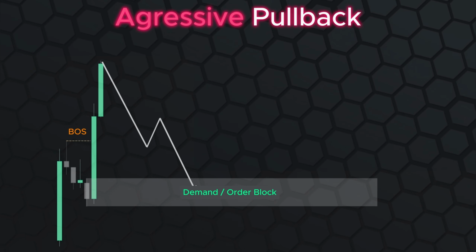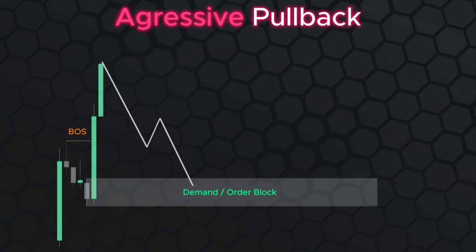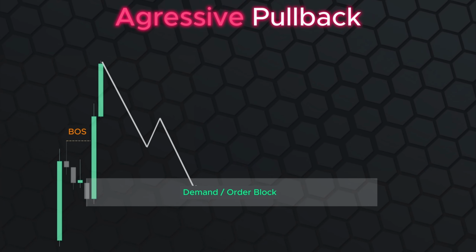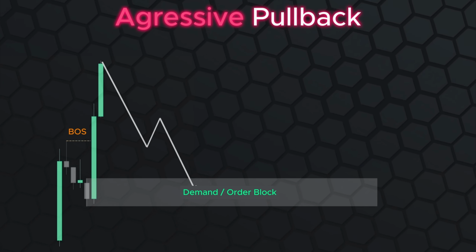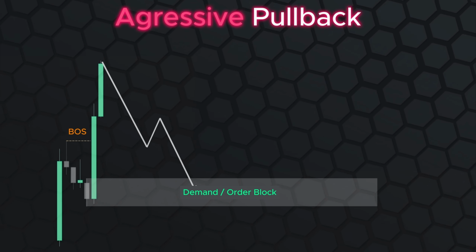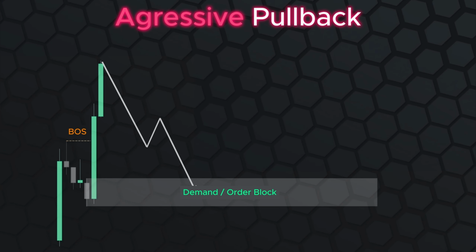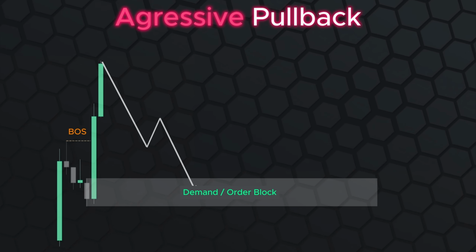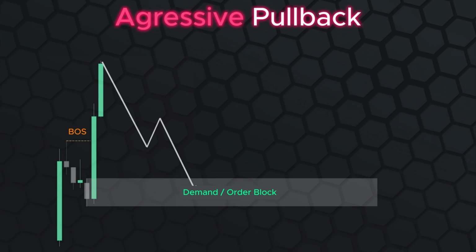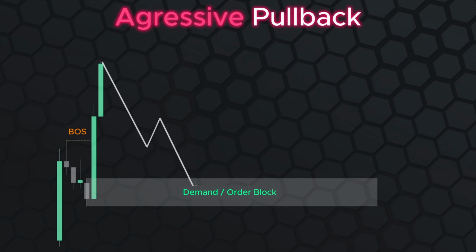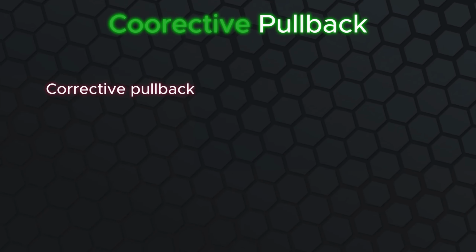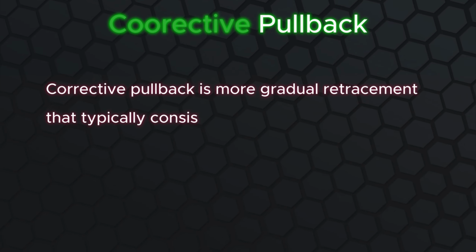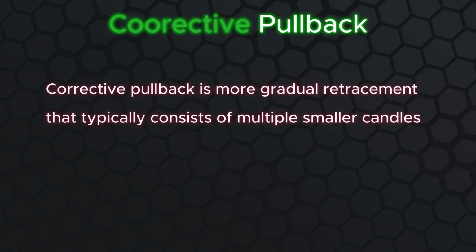Now let's move on to the second type of pullback, the corrective pullback model. But before we continue, it's important to note a crucial step in your trading journey: backtesting your strategies. Before applying any strategy to your real account, it's recommended that you backtest it at least 100 times. The corrective pullback is a more gradual retracement that typically consists of multiple smaller candles.